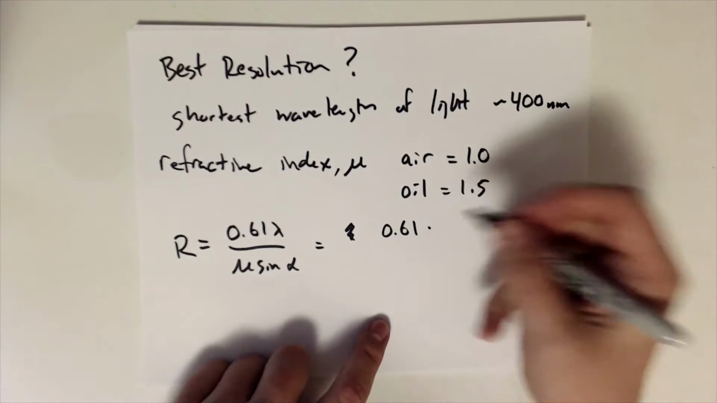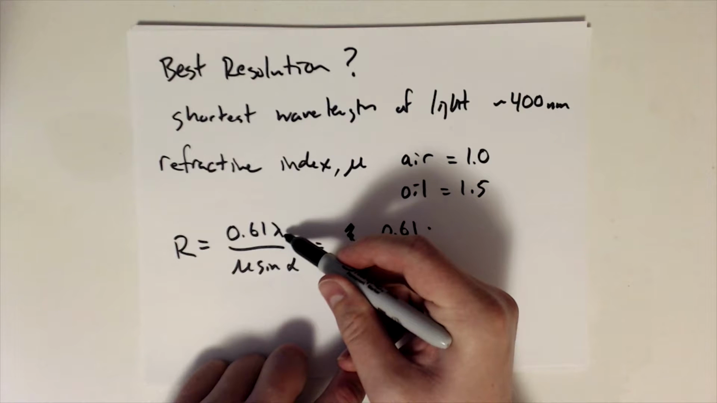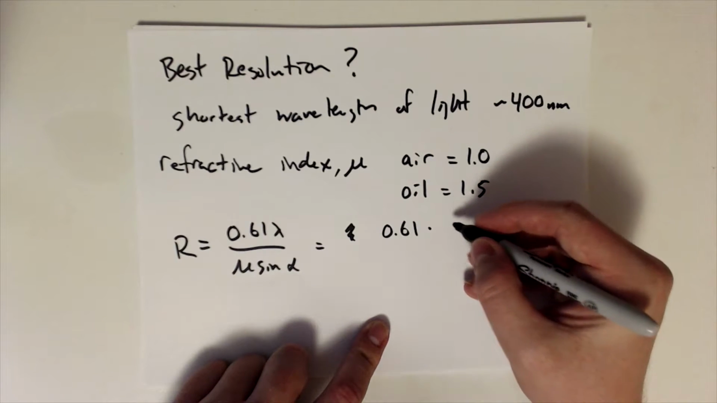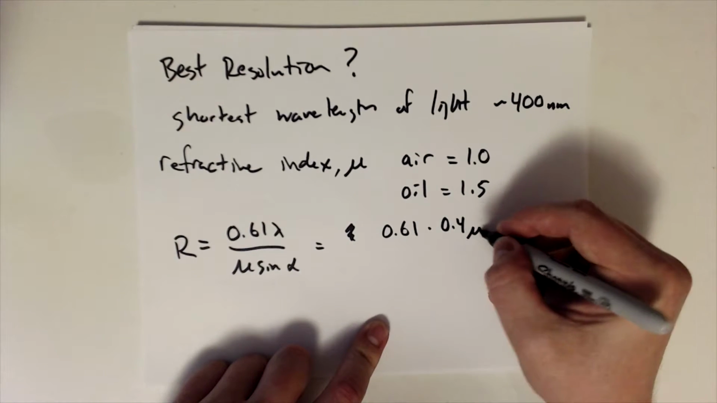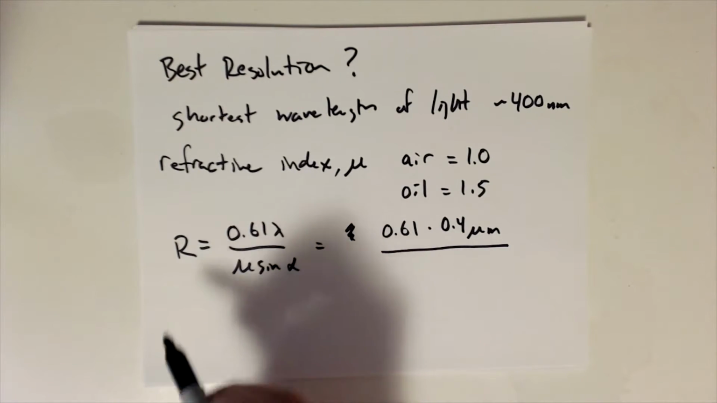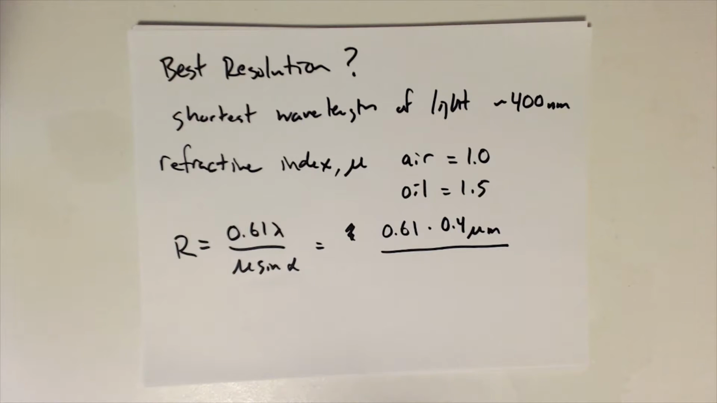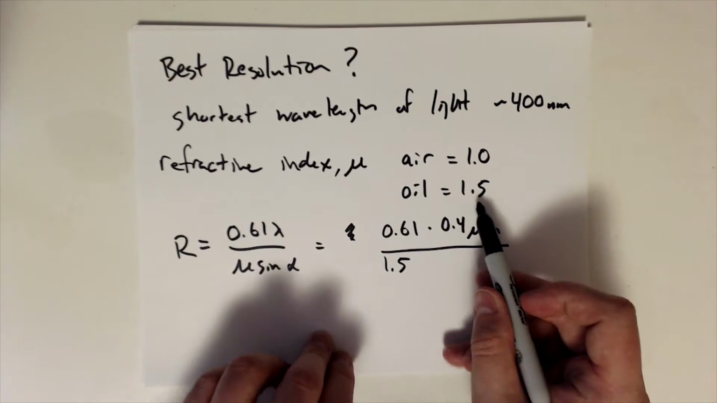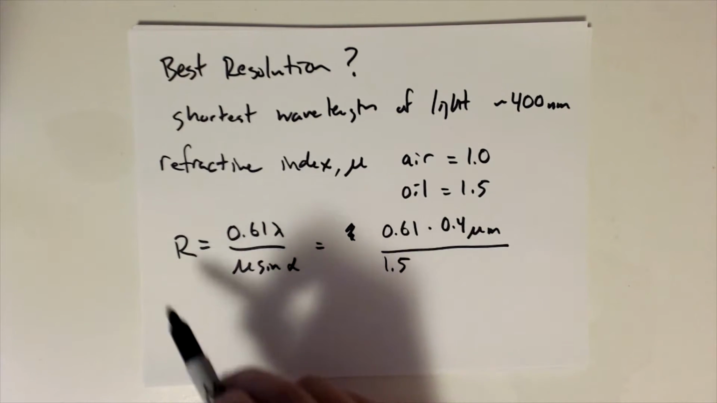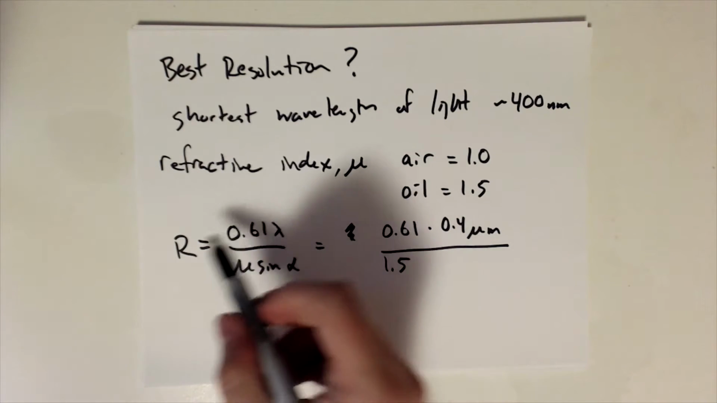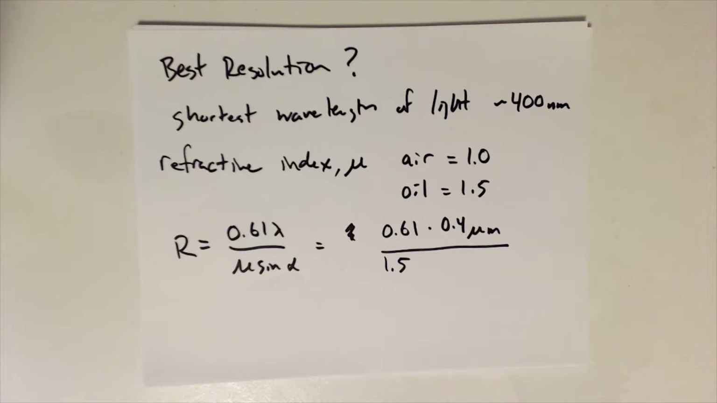So far we can plug in the wavelength. I've told you that the shortest up here is 400. So I'm going to go ahead and put that in terms of microns. So that's 0.4 microns, micrometers, because I know that this is going to be in terms of microns. The refractive index, if we're looking at those two, the oil is going to give us the overall smaller diameter, which is the best resolution, because when we talk about resolution, smaller numbers for the radii is going to be the best.